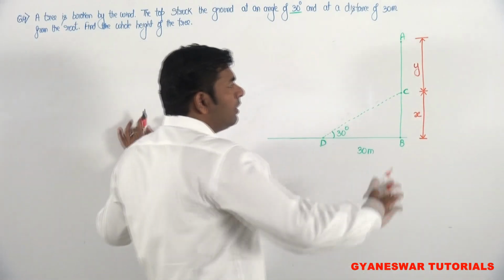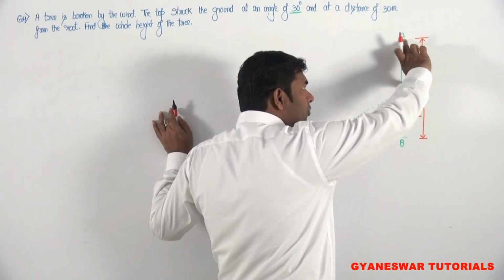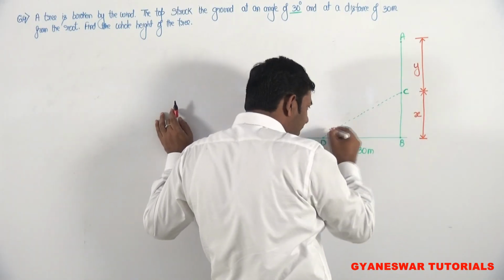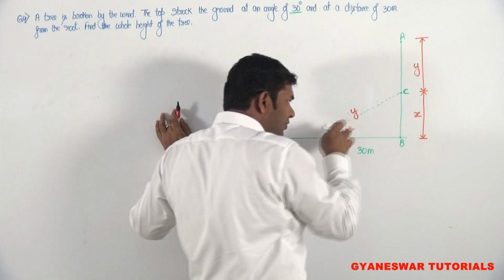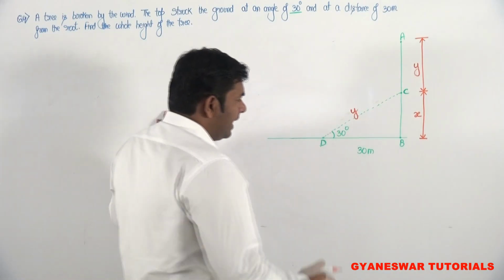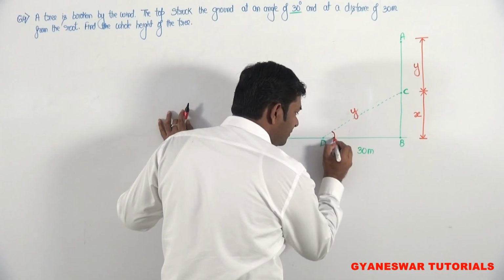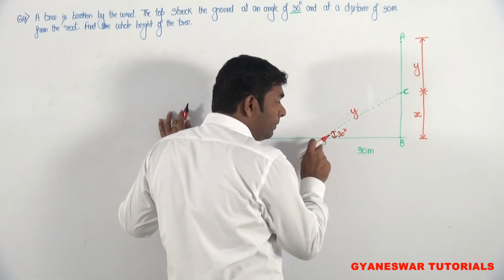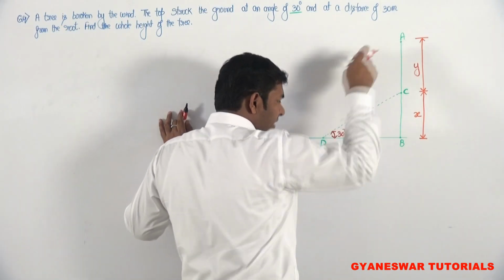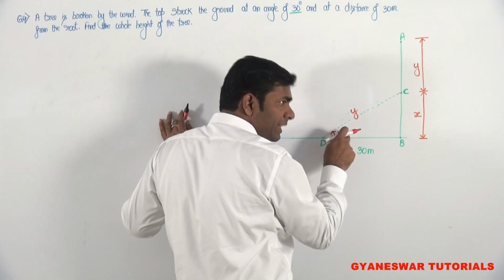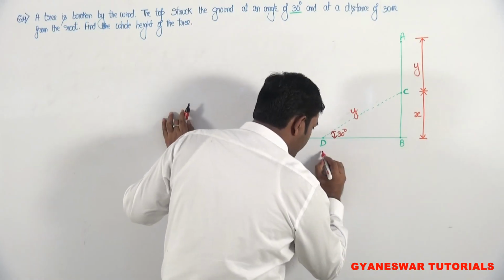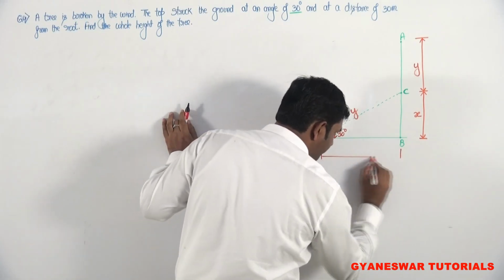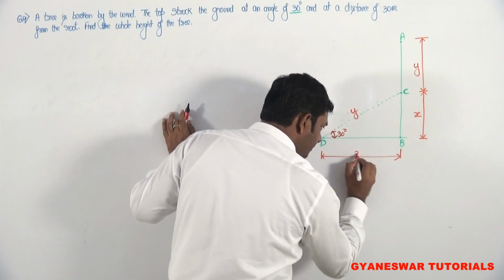Isn't it? So if this is the upper portion of the tree which is broken, and it has come to this side, then this distance from here to here will be y. If this is y, then this is also y. Am I right? And this angle is 30 degrees. The top of the tree struck the ground at an angle of 30 degrees with the horizontal and at a distance of 30 meters from the root or the foot of the tree. So this distance from here to here is 30 meters.